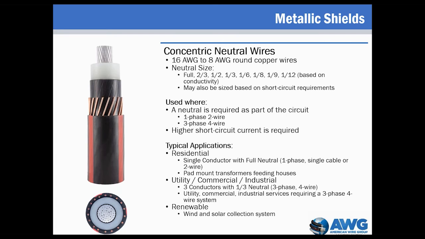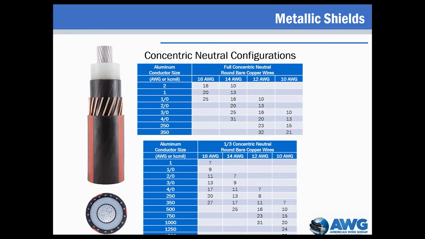Medium voltage cables with a full concentric neutral are typically used in single phase applications. For three-phase 4-wire applications, a 1/3 concentric neutral for each cable is used, altogether resulting in a full system neutral. Likewise, 3-phase, 4-wire reduced neutral configurations are also possible. Typical applications include residential pad mount transformers, as well as utility, commercial, and industrial distribution and services. Concentric neutral cables are also widely used in renewable generation applications such as wind and solar farms, where the concentric neutral is sized based on fault current carrying capabilities.